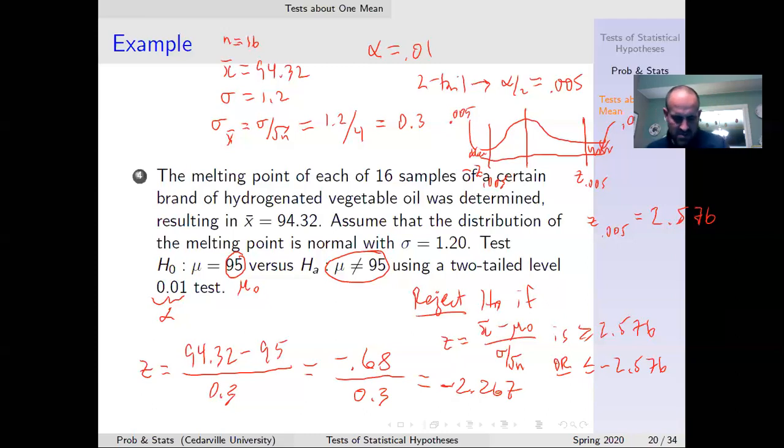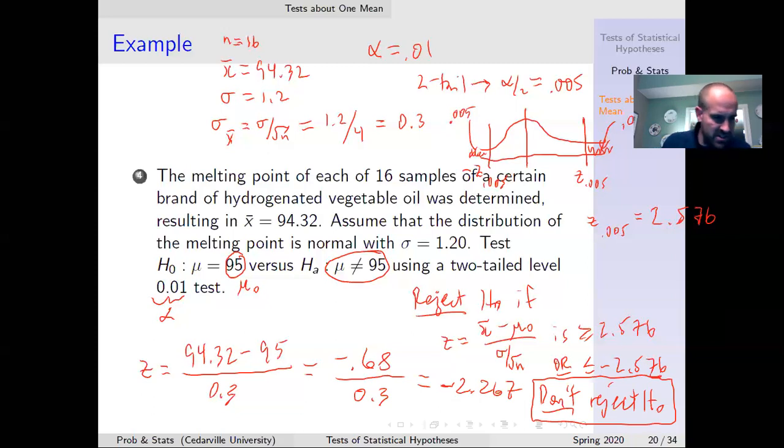So what's the conclusion? You don't reject the null. That's not low enough. Don't reject the null. That's the conclusion we come to in this particular case. It's not small enough. We get negative 2.267, which is not smaller than negative 2.576.